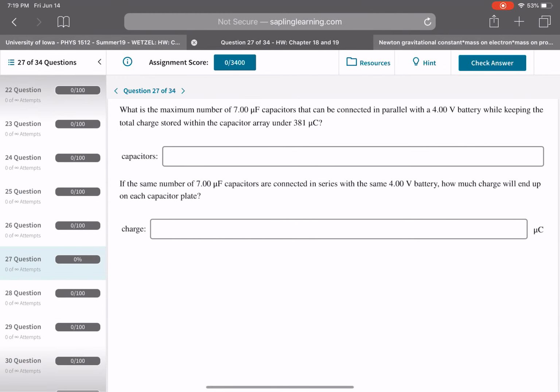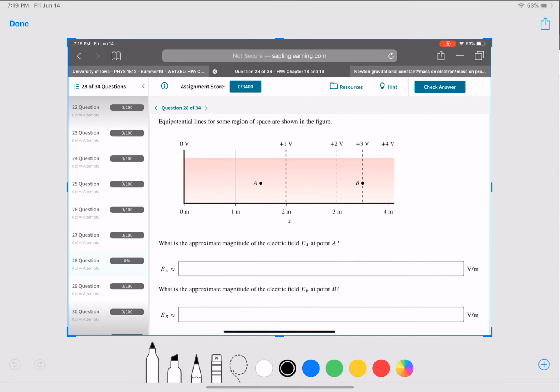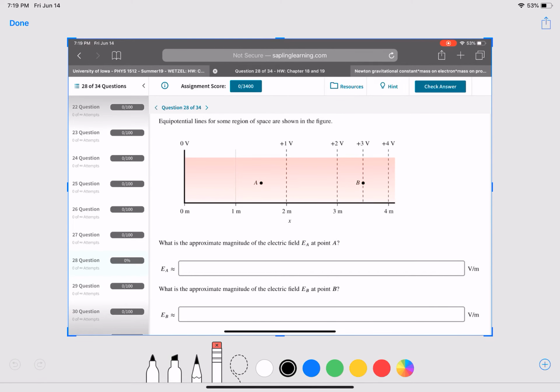Okay. All right, 28. Equipotential lines for some region of space are shown in the figure. All right, so we want to know what's the electric field at point A. So what you can do is assume between 0 and 1 volt, between the dotted lines, that the electric field is uniform. So let's assume this is about 1.5 and that is about 0.75 volts, because that's about halfway up between 0 and 1 volt. And that's about halfway between 1 and 2 meters.